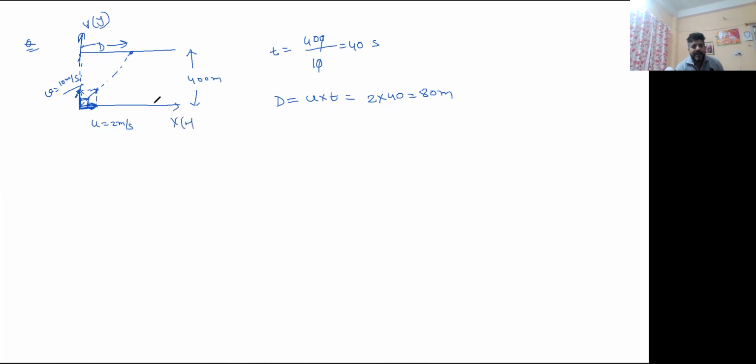And the second question, what is the downstream drift? For downstream drift, we have to see the velocity along the horizontal axis. You have only the velocity along the horizontal axis, u, because v is at 90 degrees, so cos 90 is 0. V cos 90 is 0, so you have only u. Yes or no? Because of the flow of the river, you are moving like this, so you are here. So downstream drift is the velocity along the horizontal direction times the time. Velocity along the horizontal direction is 2, and the time is 40. That is 80 meter. Clear?